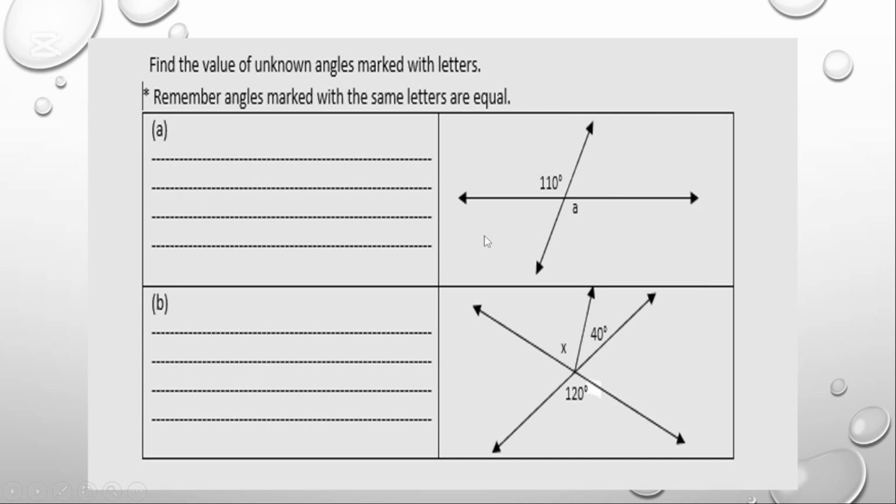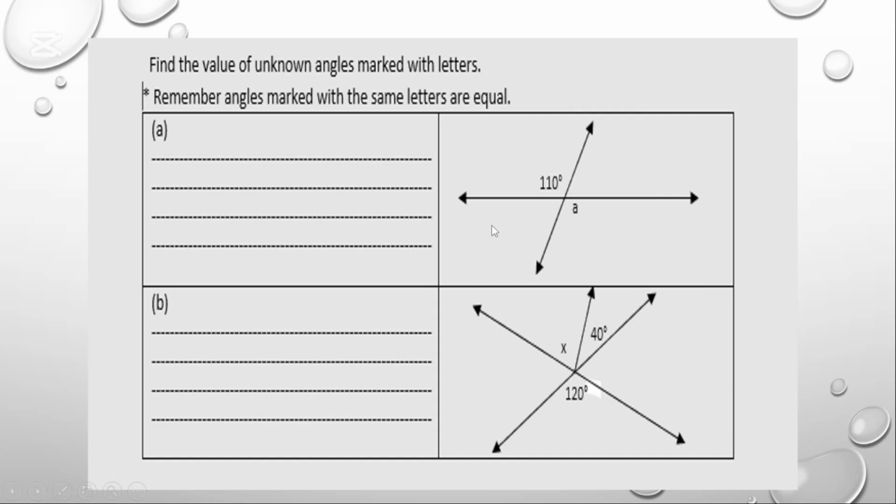So we have an exercise here. Find the value of unknown angles marked with letters. Don't forget, angles marked with the same letter are equal. So we start with this one. This one is easy. You can work it out.